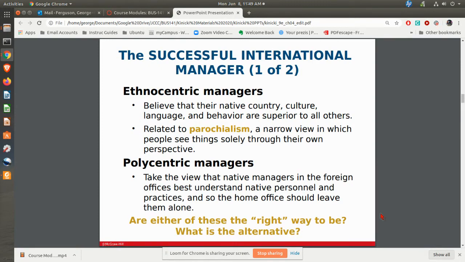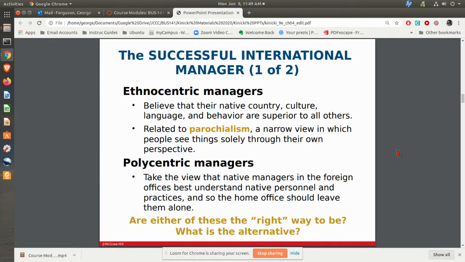You have managers who may be ethnocentric or polycentric. In other words, ethnocentric. Many times we here in the United States think everybody should be like us and should act like us. For example, Chevrolet made a huge mistake. Back in the 70s, one of the primary, the main selling cars that they had was the Nova, the Chevy Nova.